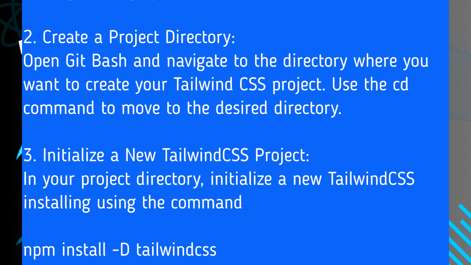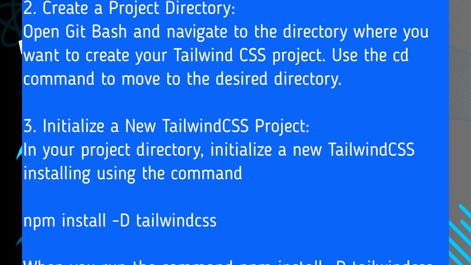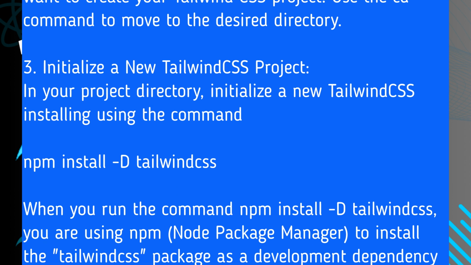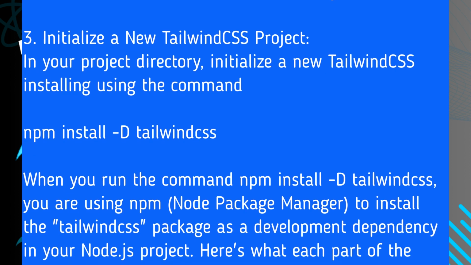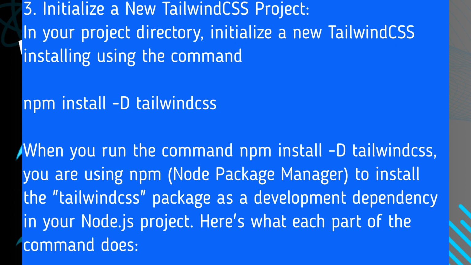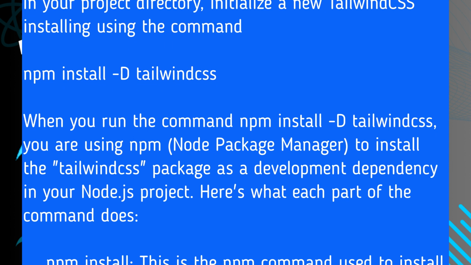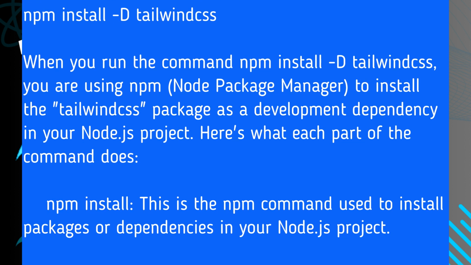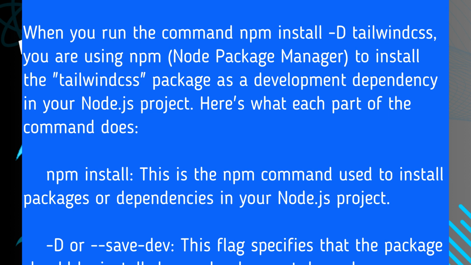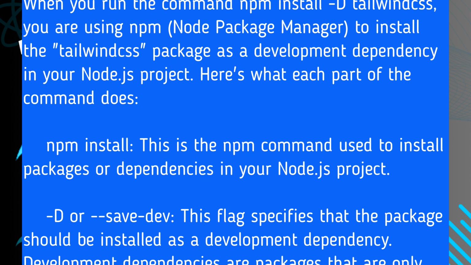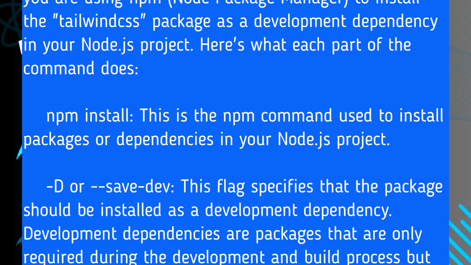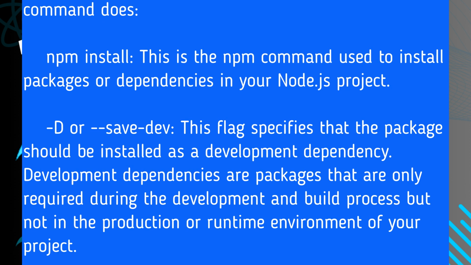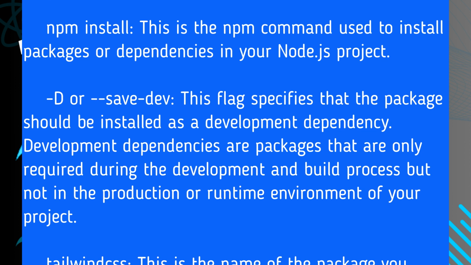When you run the command npm install tailwind, you are using npm (Node Package Manager) to install the Tailwind package as a development dependency in your Node.js project. Here's what each part of the command does. npm install. This is the npm command used to install packages or dependencies in your Node.js project. Dash dash save-dev. This flag specifies that the package should be installed as a development dependency. Development dependencies are packages that are only required during the development and build process but not in the production or runtime environment of your project. Tailwind. This is the name of the package you want to install, in this case, Tailwind.